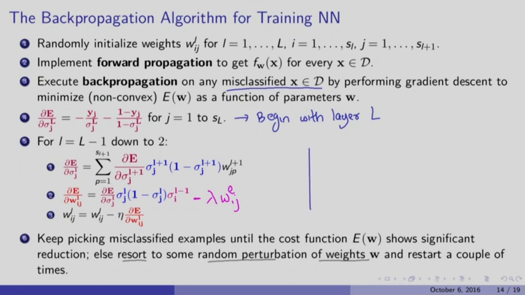So the error function that we have discussed, which is regularized cross entropy, when evaluated across the weights on all layers, turns out to be non-convex. It can have multiple local minima.